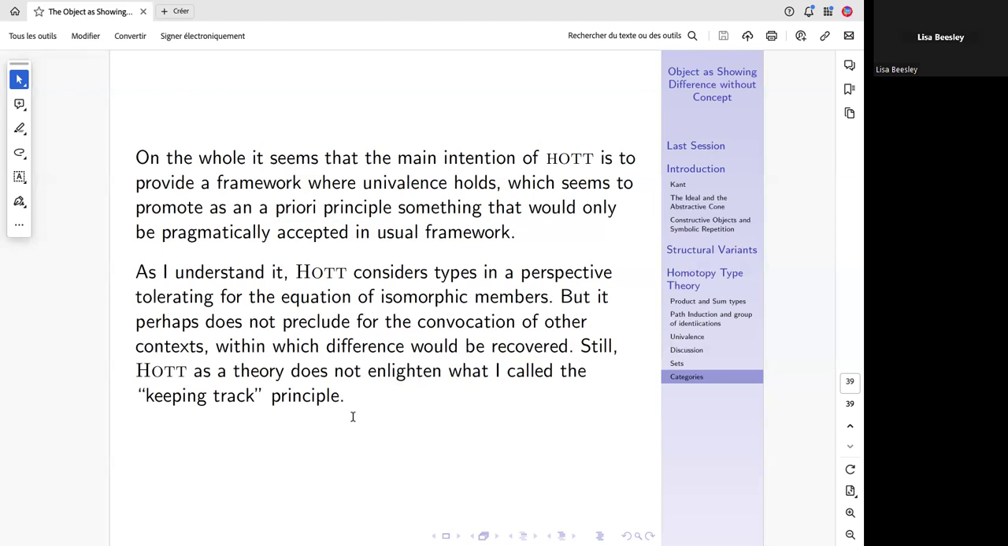So HOT. I have nothing more to say. I already said everything. HOT seems to introduce identification as something which would put difference without concept at the center of our problem, but at the same time it doesn't, which is very satisfactory in a way, because I think mathematics is about difference without concept. But at the same time, I would like to understand how we may also consider things as different, even when we equate them. So that's the end of today.